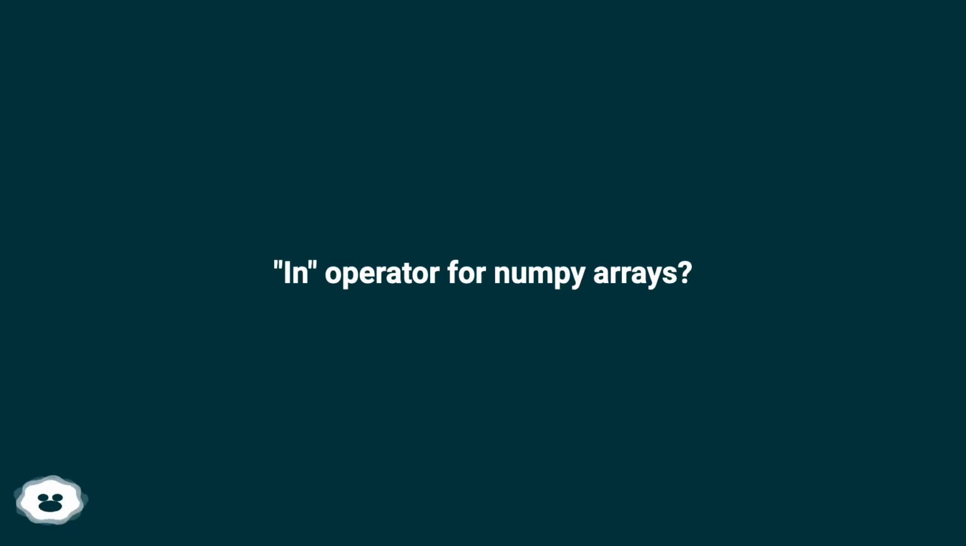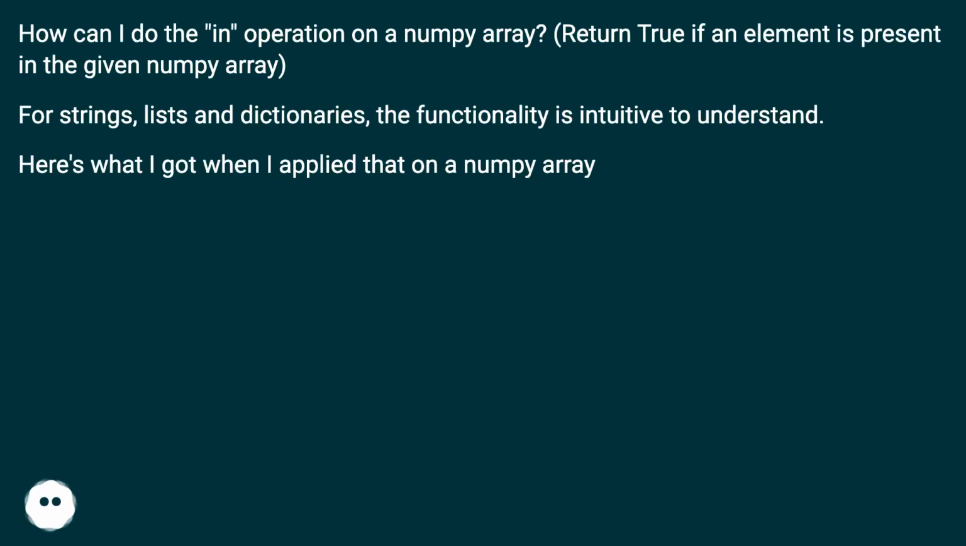In operator for NumPy arrays. How can I do the in operation on a NumPy array? Return true if an element is present in the given NumPy array. For strings, lists and dictionaries, the functionality is intuitive to understand. Here's what I got when I applied that on a NumPy array.